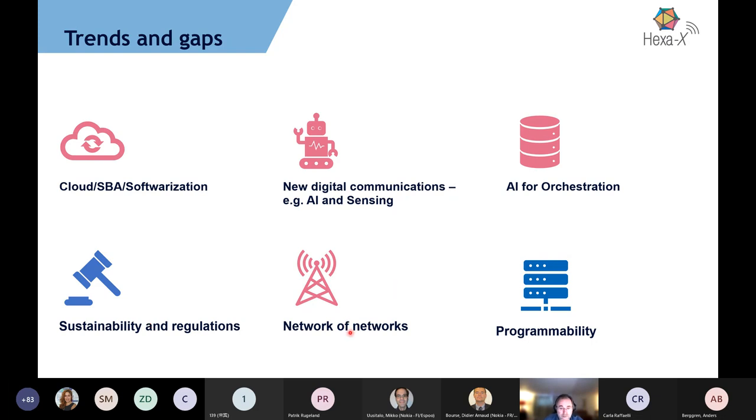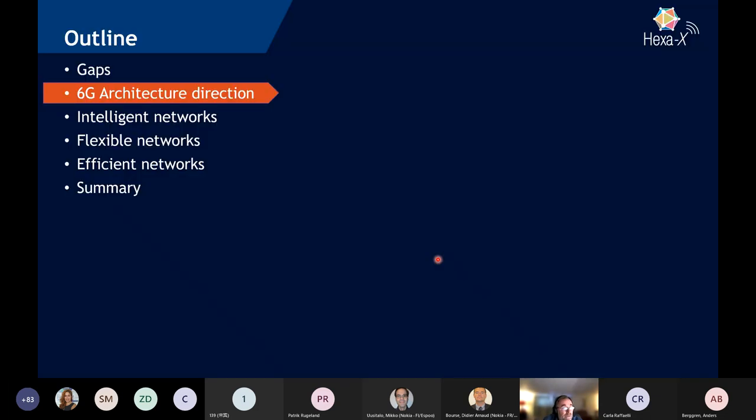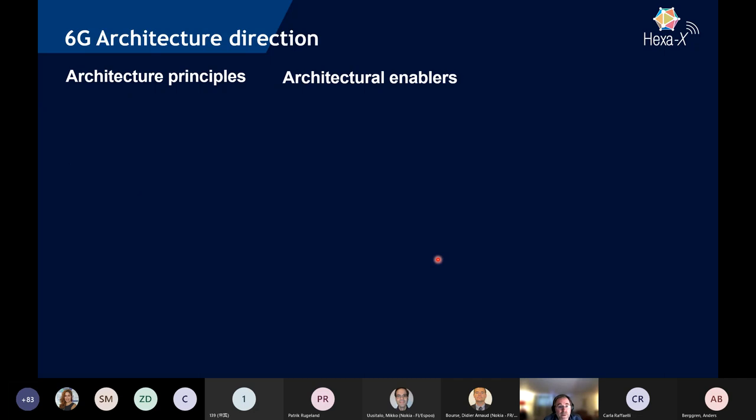Networks, as it said, we see that satellite networks are coming, and we think that there might be more D2D mesh networks and multi-hop networks. So we need some more work on this for 6G. And programmability is also to make the network more adaptable. So these are trends. Out of these trends and gaps, we've tried to make some architecture principles and point in a direction that is guiding us when we work with all these enablers and components. So we'll try to briefly explain this.